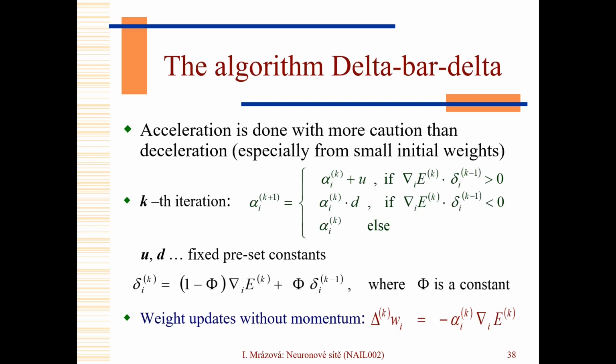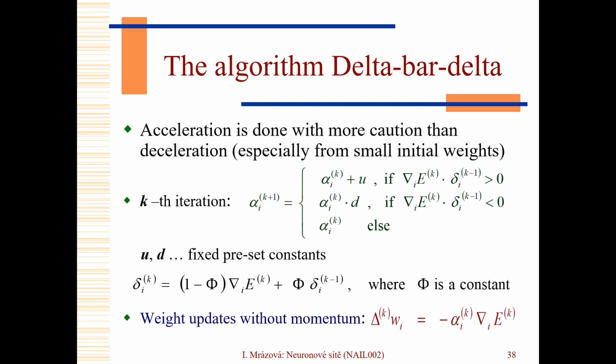If the product of the gradient in dimension i of E at iteration k times the delta term i at iteration k minus 1 is smaller than 0, then the new learning rate shall be set as alpha i at iteration k times some constant d, and elsewhere we won't do anything. So if it's 0, we will let the learning rates be the same as at iteration k.